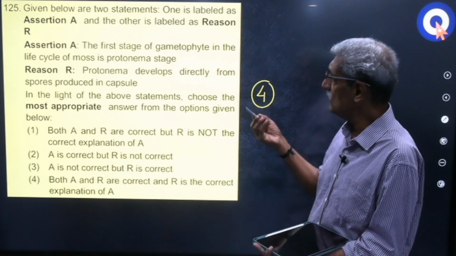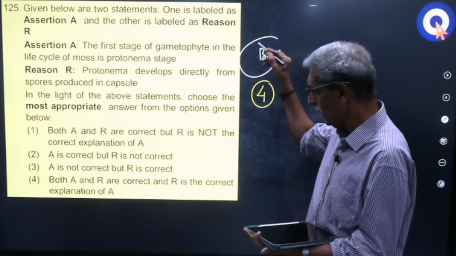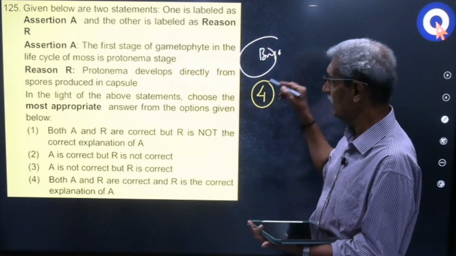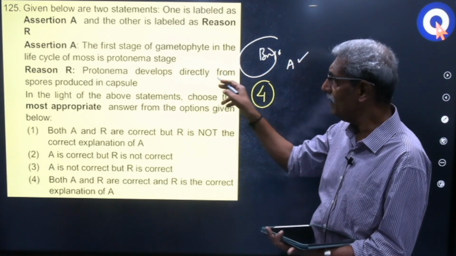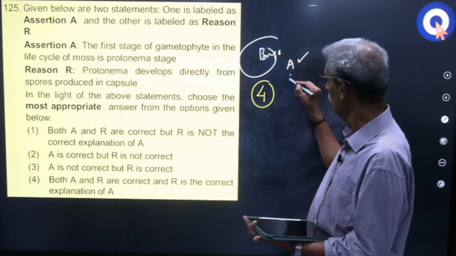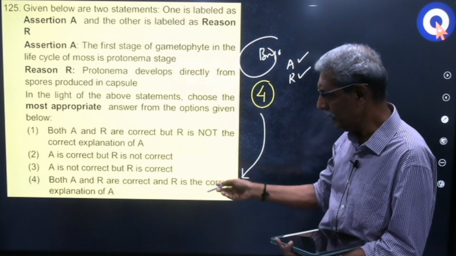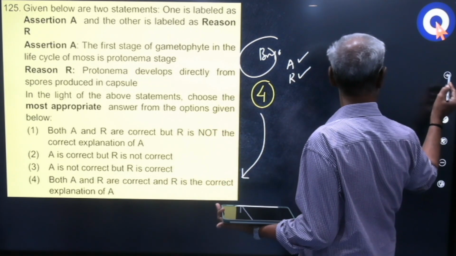So here it says, this is from bryophytes. Remember, in bryophytes, the first stage of the gametophyte in the life cycle of moss is the protonema stage. So A is true. Protonema develops directly from the spores produced in the capsule. R is also true. Therefore, option number 4 is the right answer in relation to moss, gametophyte, protonema, etc.